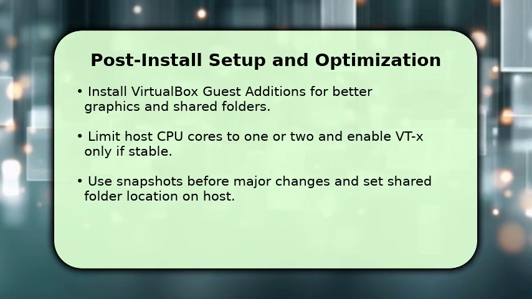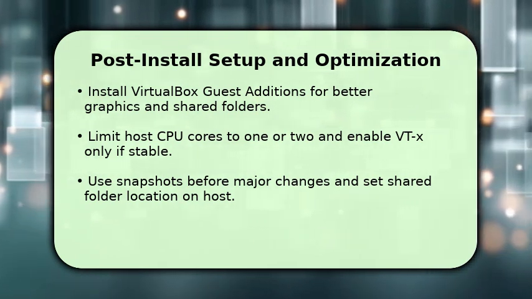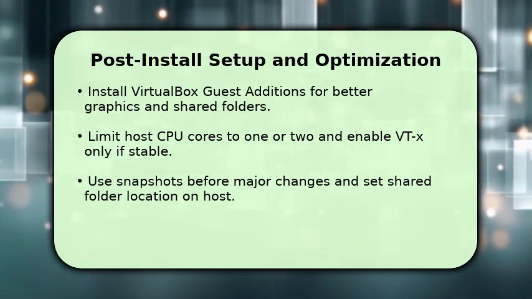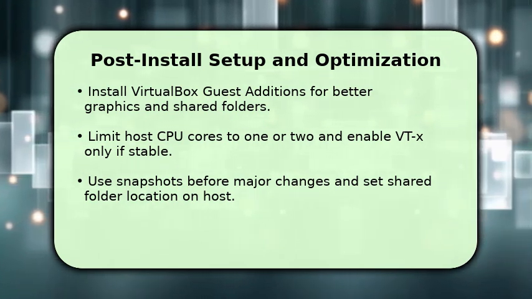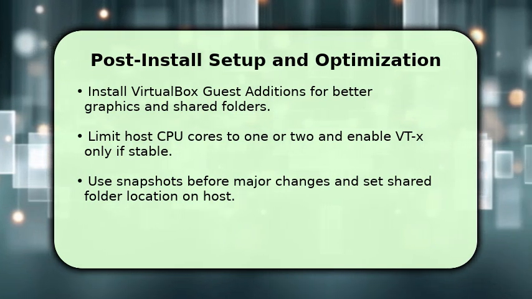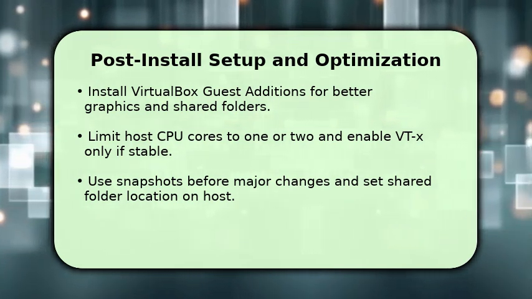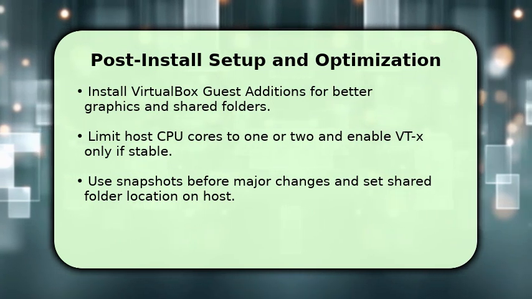Assign 1 or 2 CPU cores and enable VT-x only if your host supports stable virtualization. Configure shared folders with a specific host path and map a network drive in XP. Finally, create a snapshot so you can revert to a clean state after changes.